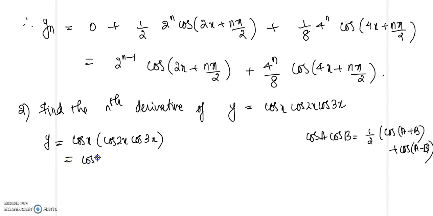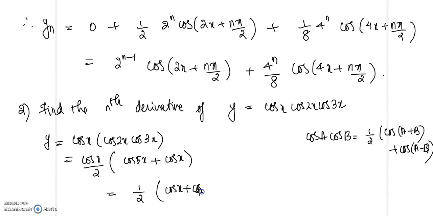So that will be equal to cos x into 1 by 2 [cos(a plus b)]. So that is cos 5x plus cos(a minus b). So cos minus x will come. So that is equal to cos x. So this is equal to 1 by 2. Now cos x plus cos x into cos 5x plus cos square x. Now cos x into cos 5x, again use this result.